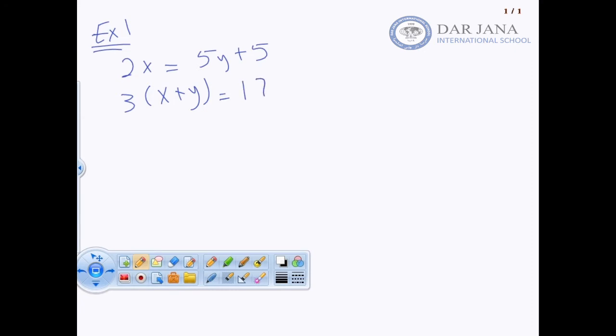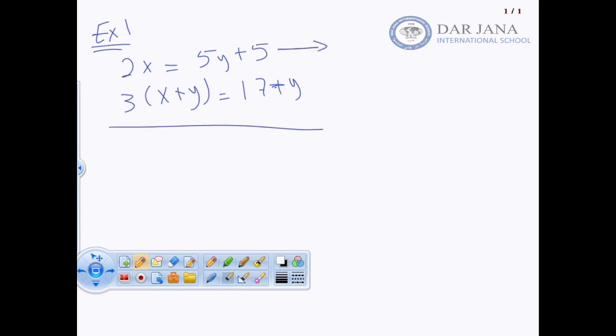Example 1. Let's consider this system of equations: 2x equals 5y plus 5, and 3 times 2x plus y equals 17 plus y. So we have this system of equations. Now, first question, is it written in standard form? Apparently it's not. So I need to change it to standard form.